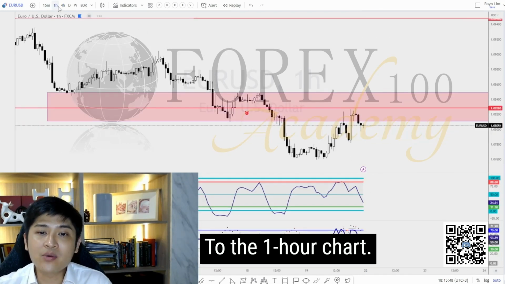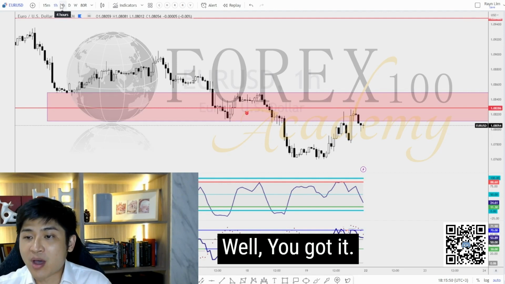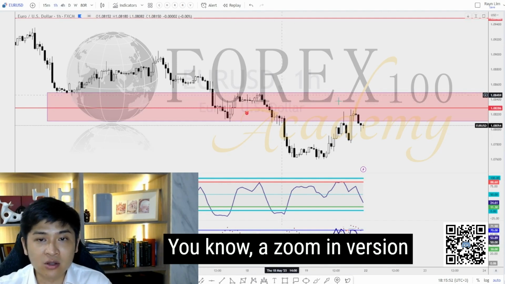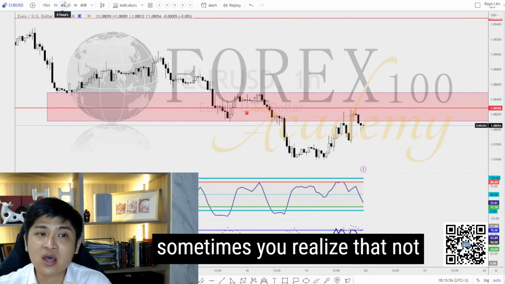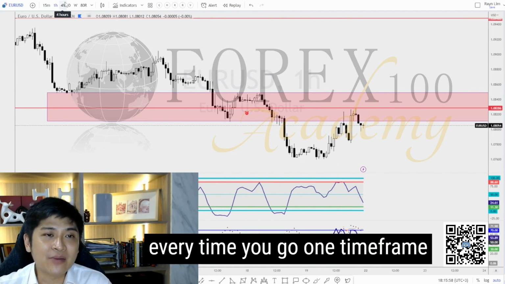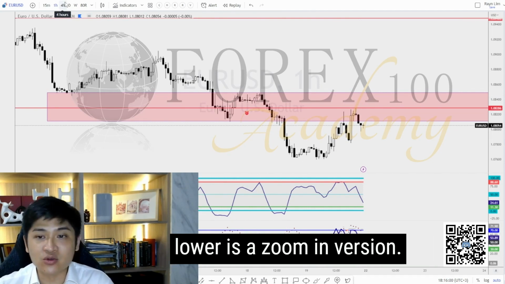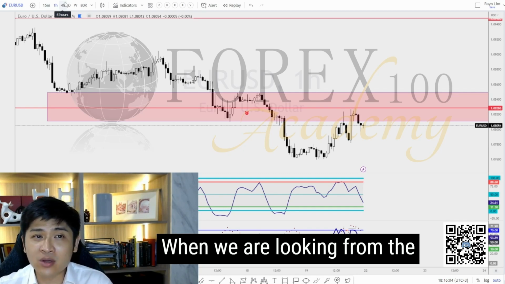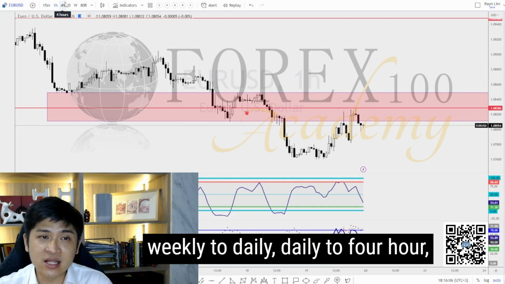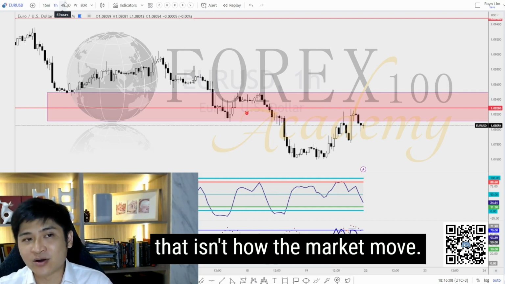To the 1-hour chart, this is what we have. Well, you got it, a zoom-in version of the 4-hour chart. And if you have followed us for quite some time, you realize that not every time when you go one time frame lower is it a zoom-in version, as you can observe yourself earlier on when we were looking from the weekly to daily to 4-hour. That isn't how the market moves.